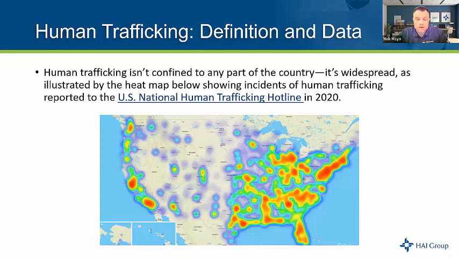Along with this, another unsettling piece of data is that just under 74,000 human trafficking cases have been reported to this hotline since 2007. So in just under 20 years, 74,000 human trafficking cases have been reported to that hotline.